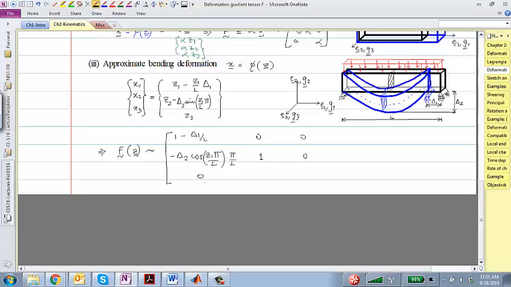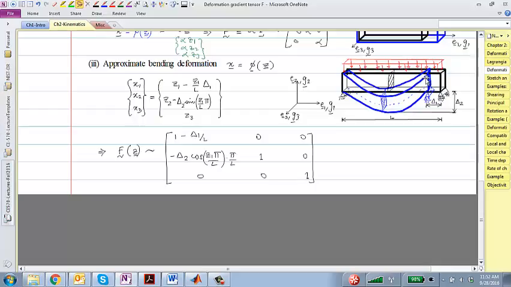Similarly, the last row, derivative with respect to z1 and z2 is 0, and derivative with respect to z3 is 1. So that's the tensor field that we get for this particular problem. Note, in this particular case, the tensor field is not constant. It means the tensor F is different at different points of the body. Okay, and there is a good way to visualize that.